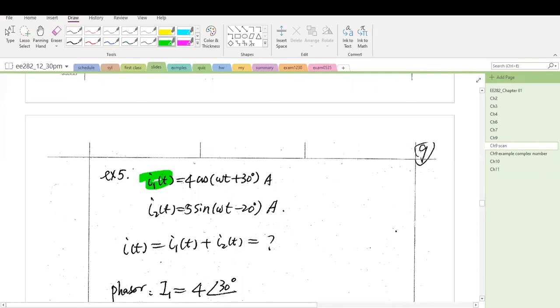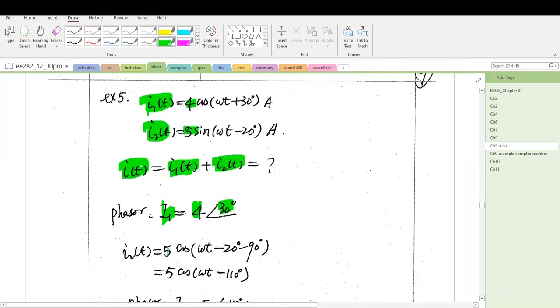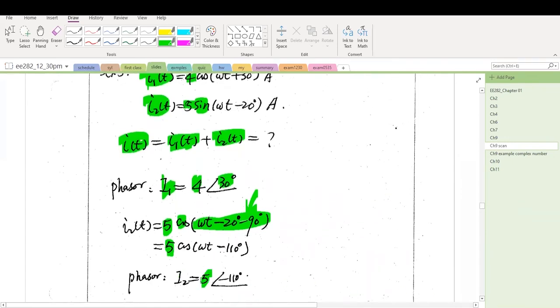Let's look at this example. i1(t) and i2(t) are given. How do we use phasors to obtain i1(t) plus i2(t)? In the phasor domain, we need to convert i1 and i2 into phasors. The first phasor I1 equals 4 angle 30 degrees, that's the polar form. The second is 5, that's the magnitude, and using the transformation from sine to cosine, we subtract 90 degrees. So the phasor is 5 angle minus 110 degrees.